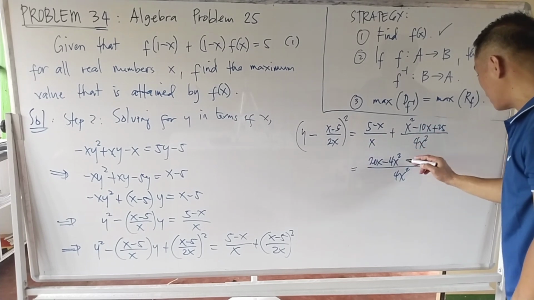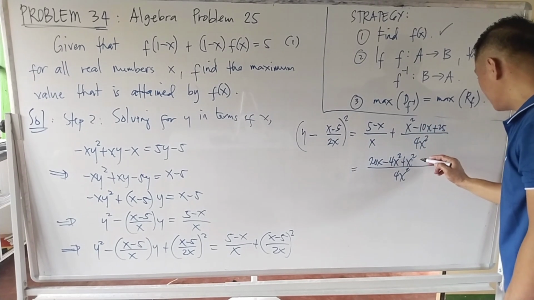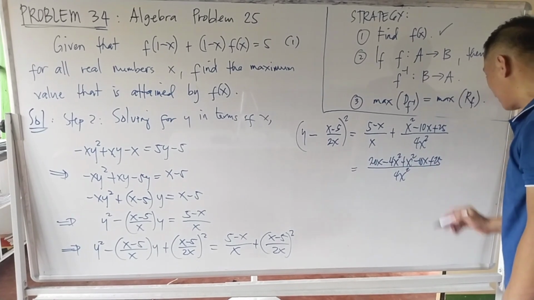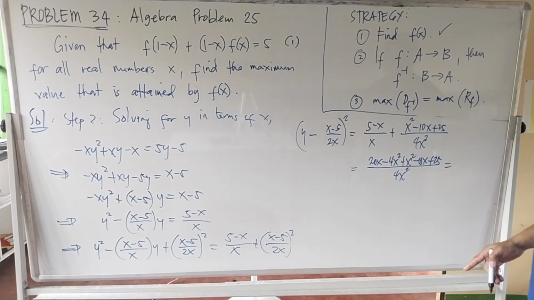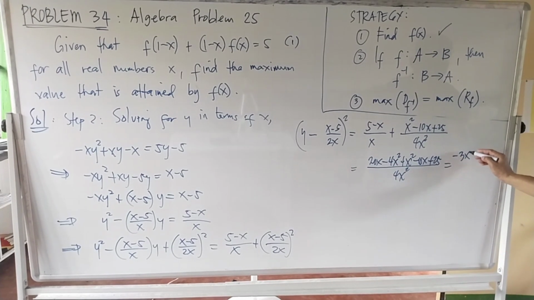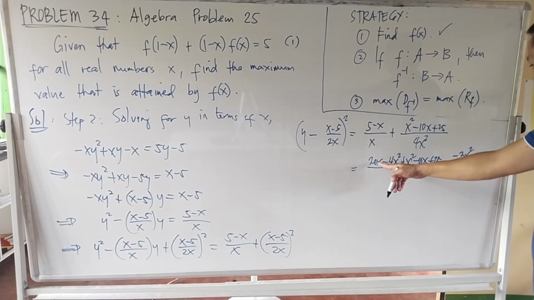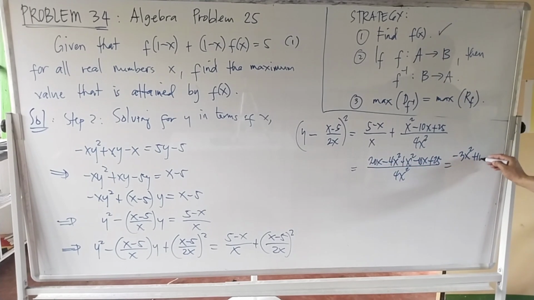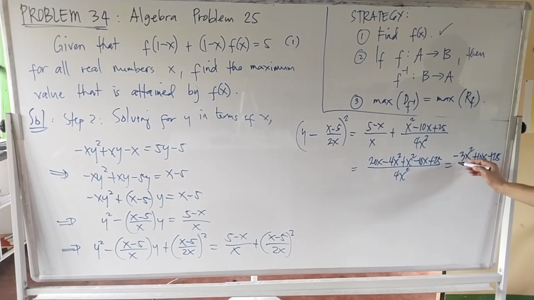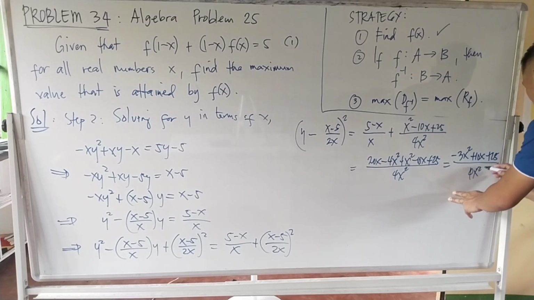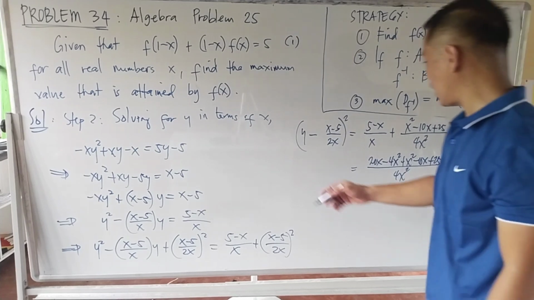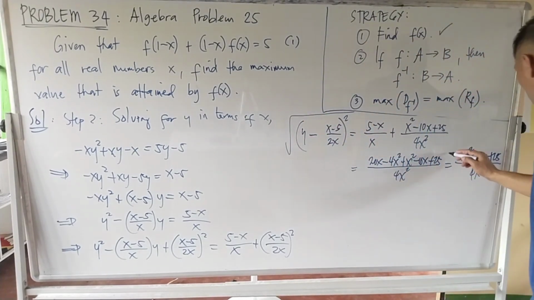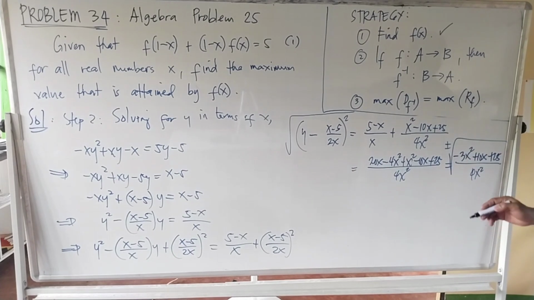We now have this one, plus x squared minus 10x plus 25. Then simplifying this, it is equal to negative 4x squared plus x squared, so we have negative 3x squared. Then 20x minus 10x, so we have plus 10x. Then we have plus 25 over 4x squared. Then after this, we're going to extract the square root to both sides of the equation. So extracting the square root to both sides of the equation, we have two possible results, positive and negative.